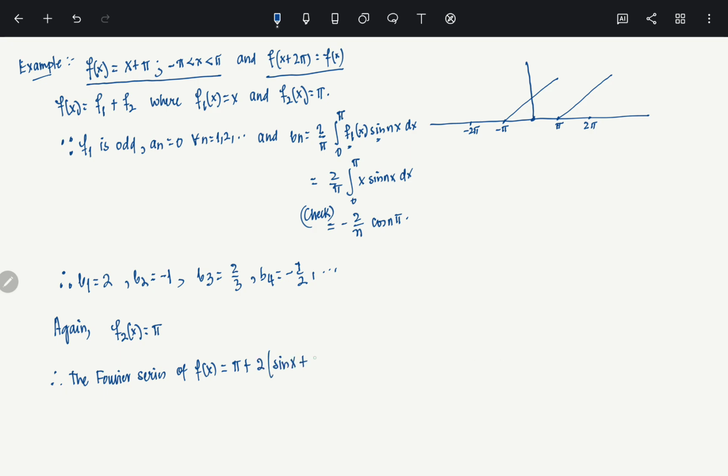sin x plus, sorry, minus, this minus is there, so minus half times sin 2x. Okay, so minus 2 and 2 is getting cancelled, so minus sin 2x, that's what we are writing like this. Plus 1 by 3, so that it looks nice. You see, 2 by 3 sin 3x, minus this is 2 by 4, right? So minus 1 by 4 sin 4x, and you can go on doing this.